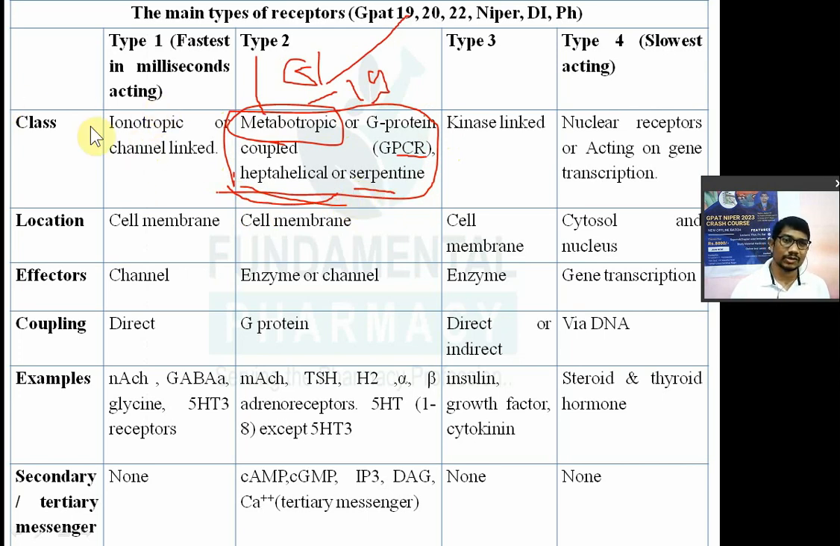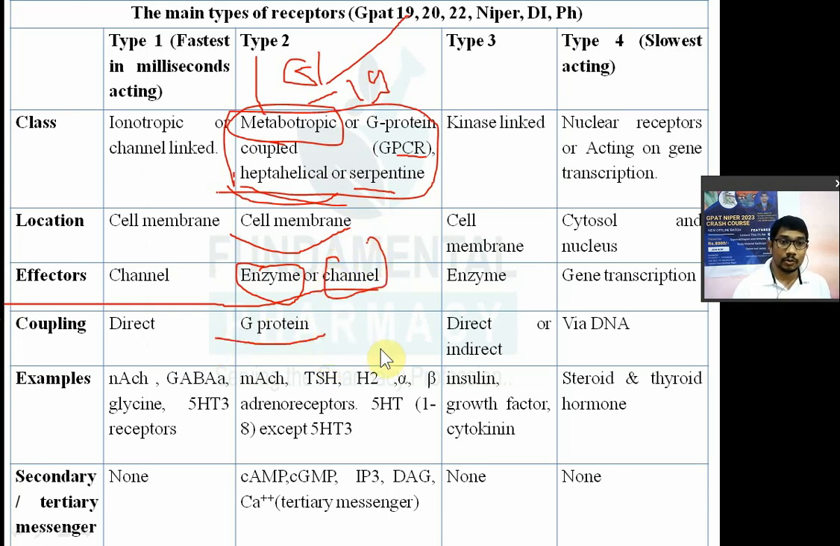Question आ चुका है. How they are present on the cell membrane. So they are linked with the effector cell. कौन सा है? Effect किसके ऊपर करेंगे? They are either linked with the enzymes or ion channels. तो वो क्या करेंगे? Activation of GPCR will either change the enzyme function or change the permeability of ions. They are coupled with the G protein. That's why they are known as the G protein coupled receptor.